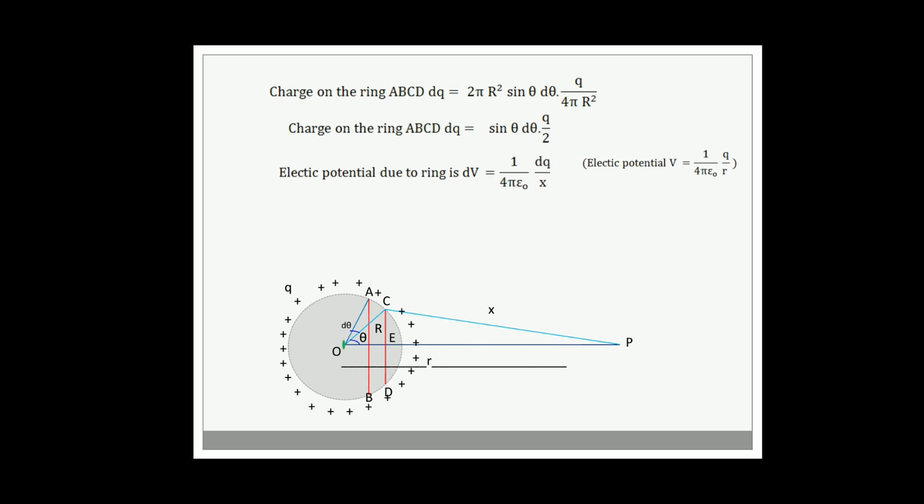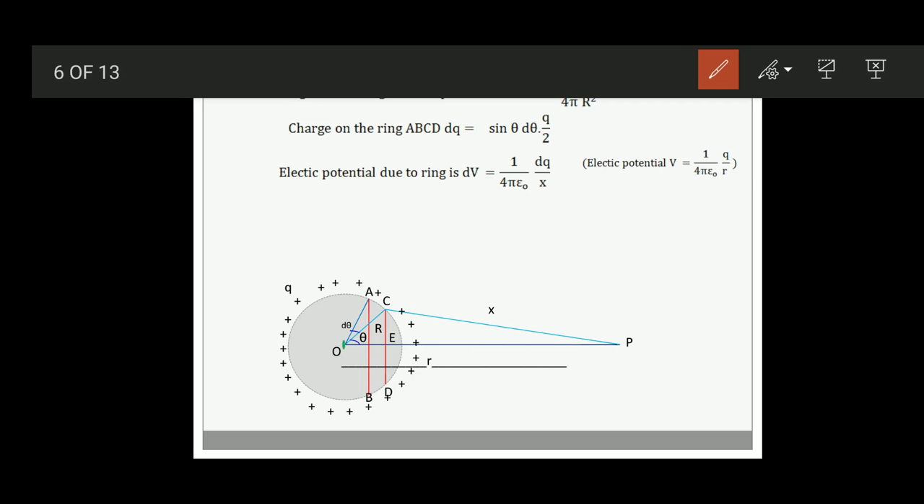Now, what is the electric potential due to this ring ABCD? If we consider ABCD as a very small object, the electric potential due to a point charge is V equal to 1 by 4 pi epsilon naught into Q by R. When we use this formula to determine the potential at point P due to the ring ABCD, dV is equal to 1 by 4 pi epsilon naught into dq, the charge on the ring ABCD, by dx, where x is the distance between the ring and P.